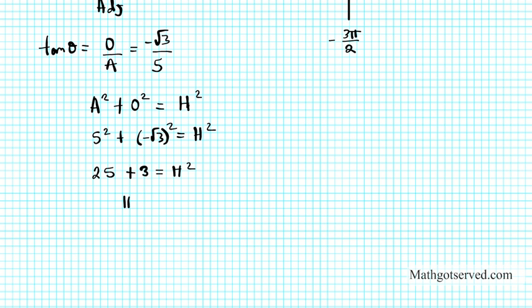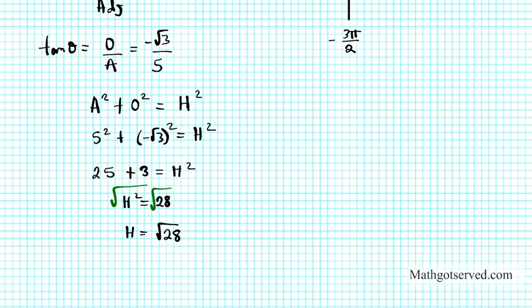Alright, we have h squared equals 28. To get h by itself, we'll take the square root of both sides. And then we'll have h equals square root of 28. Let's go ahead and break this down. We want to write it in its simplified form. So what is the square root of 28 in its simplified form?